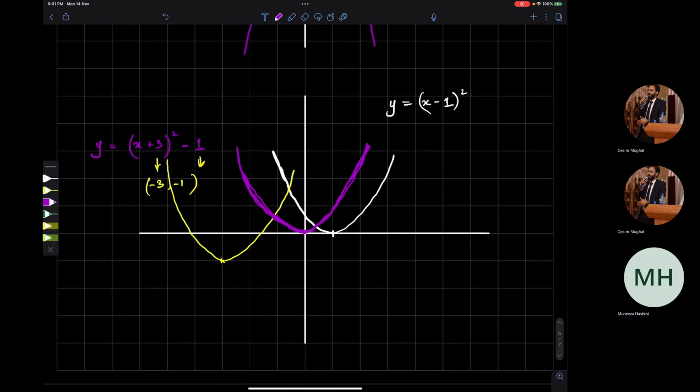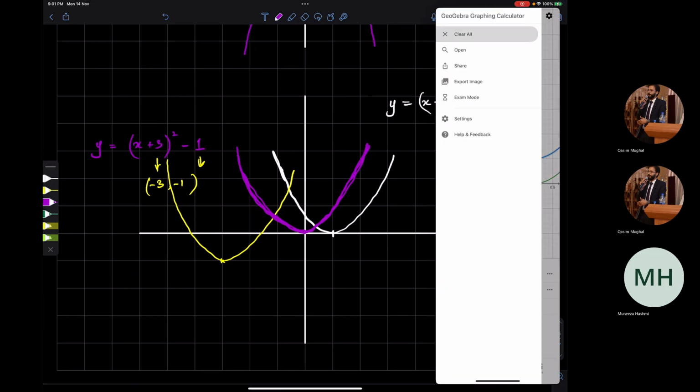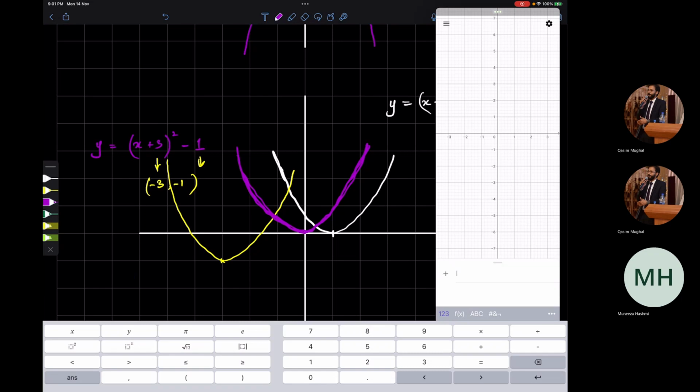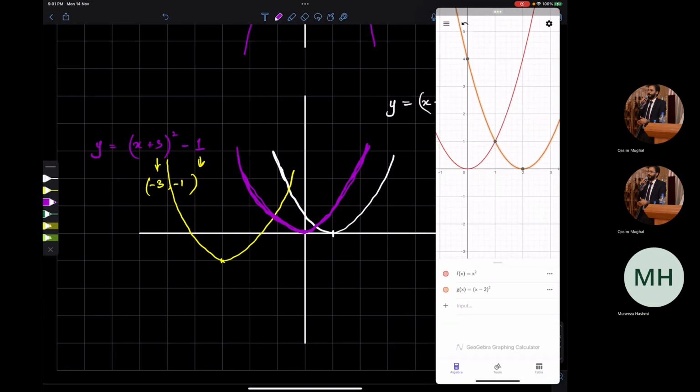Let me just do this on the curve as well. Now you have the equation x squared. That's the red curve. But this time I'm going to do x minus 2 and then the whole square of it. See the orange curve? By subtracting 2 from the x of the equation, the graph is shifted towards the right by 2 units. Can you see the orange curve? Yes, sir.